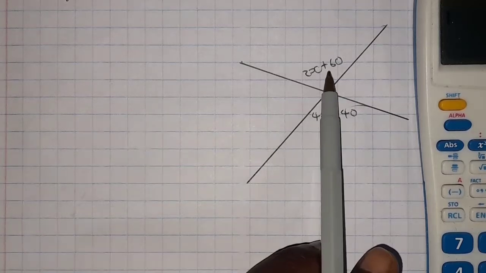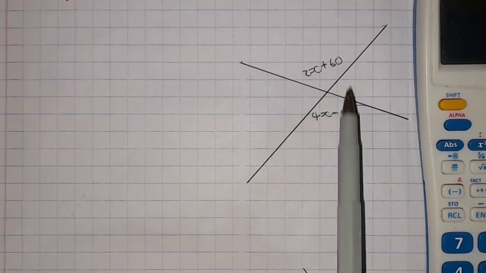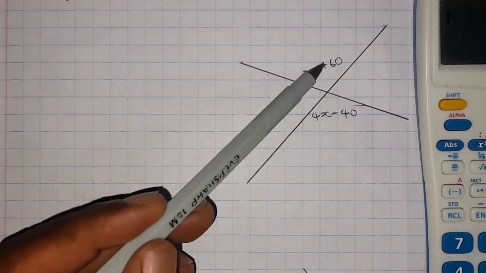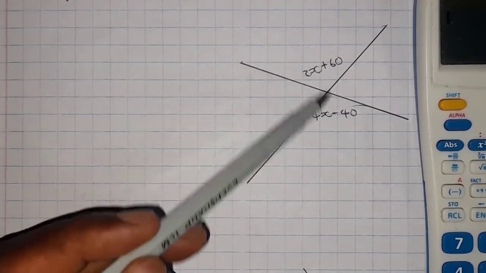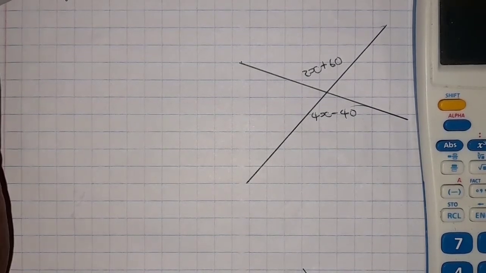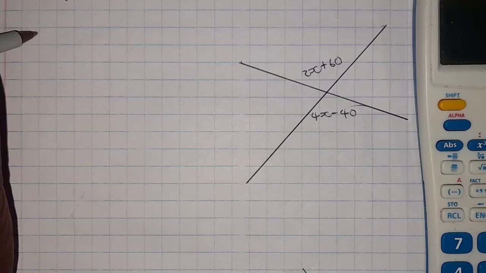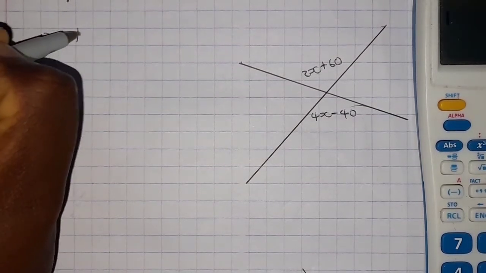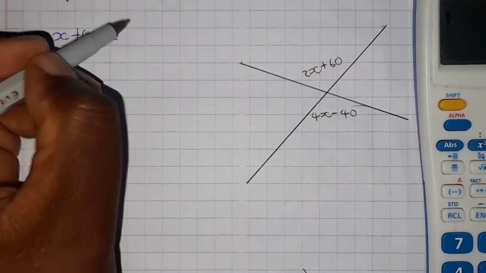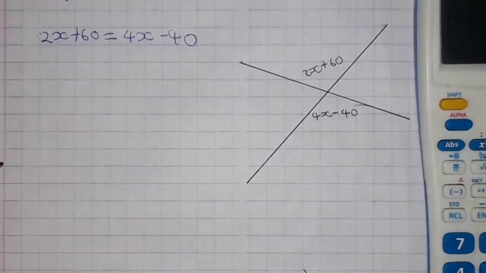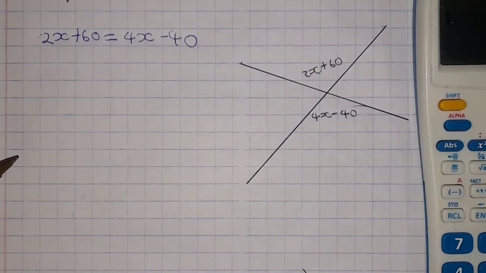We are given that this angle here is 2x plus 60 and this angle is 4x minus 40. What do you know about these two angles? These two angles are equal from what we have discussed earlier on. So here we are saying 2x plus 60 is equal to 4x minus 40.